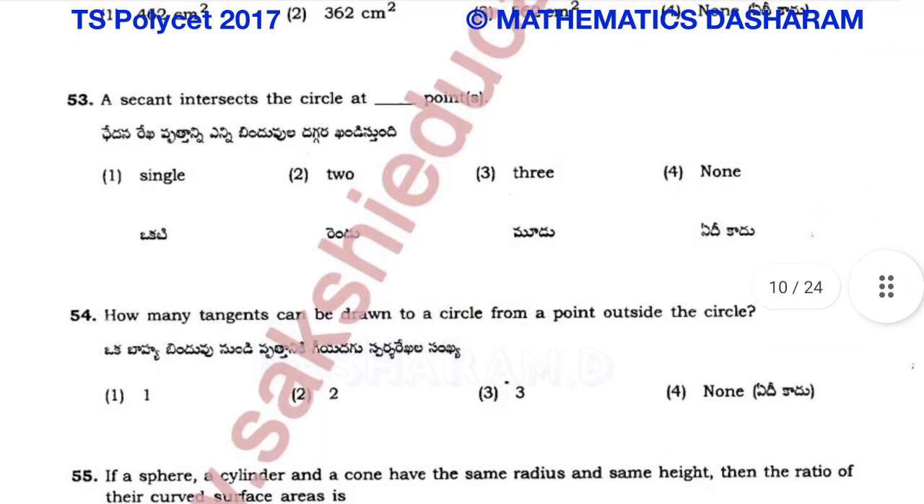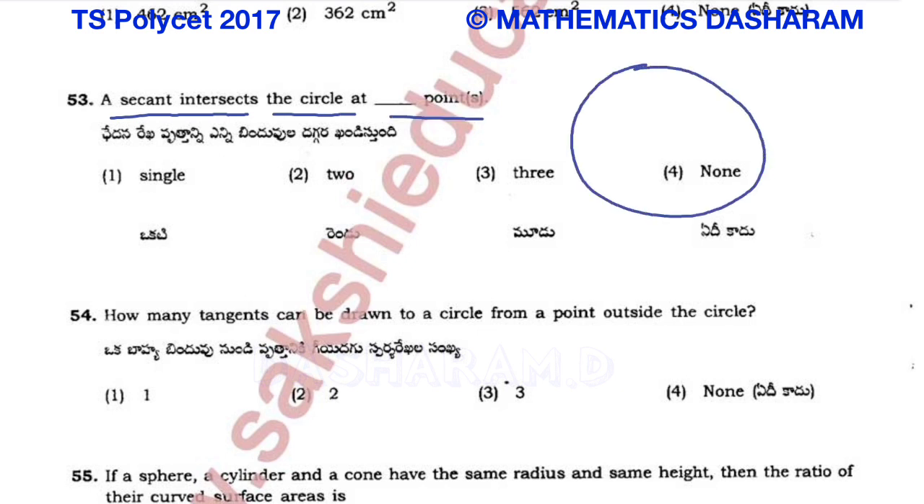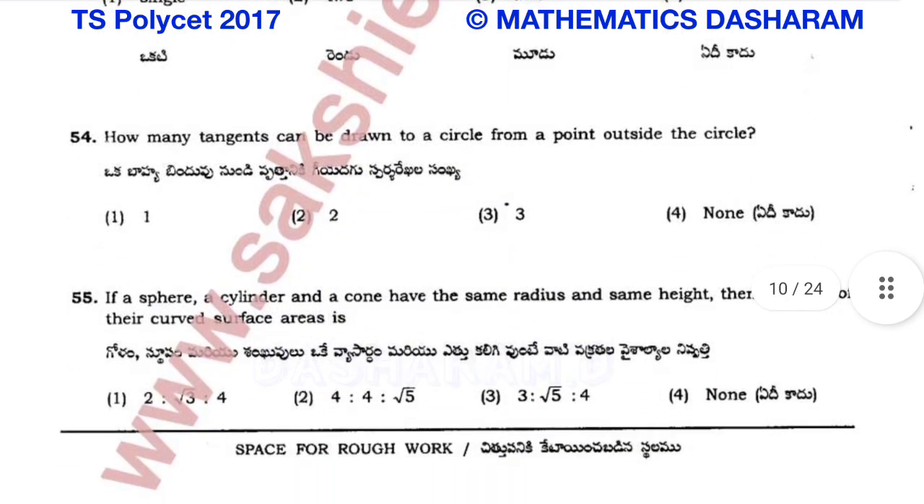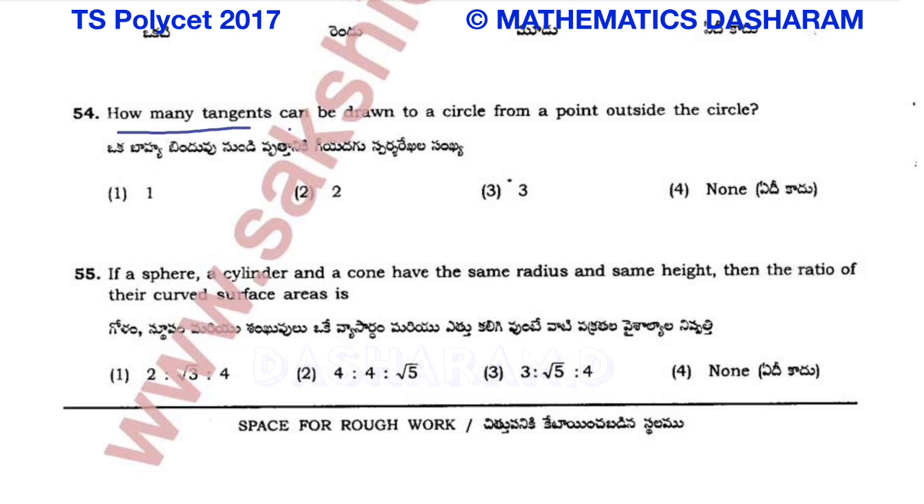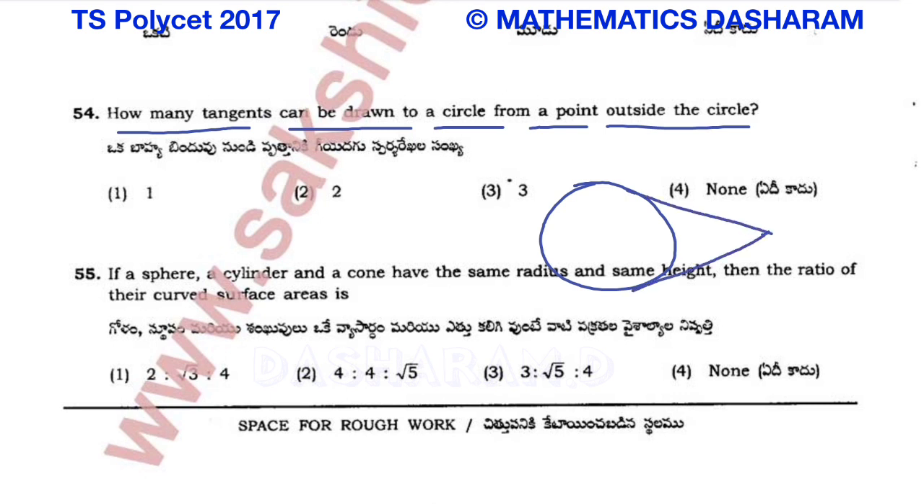So next question 53. A secant intersects the circle at dash points. Secant means a line that touches the circle at two different points is called a secant. So here option 2 is correct. Next, 54th question. How many tangents can be drawn to a circle from a point outside the circle? So here is a circle, a point selected from outside. From this outside point we can draw only two tangents. So option 2 is correct.